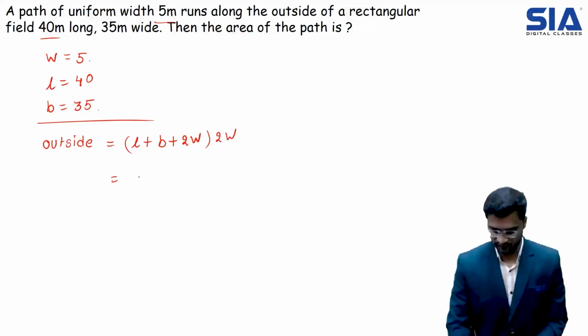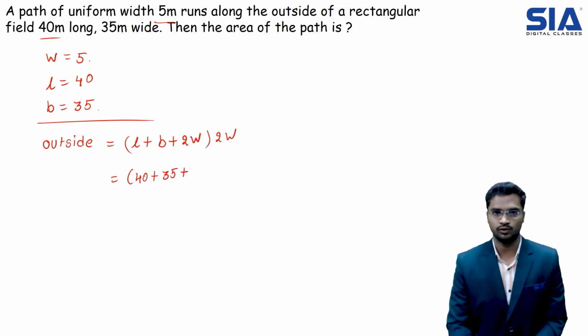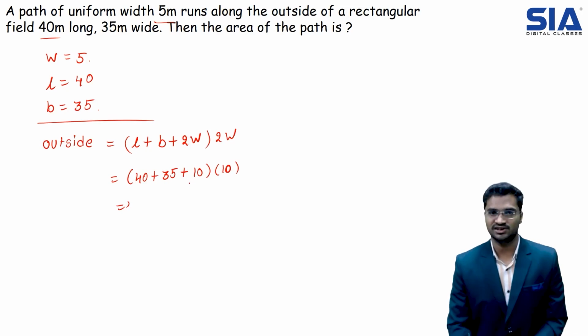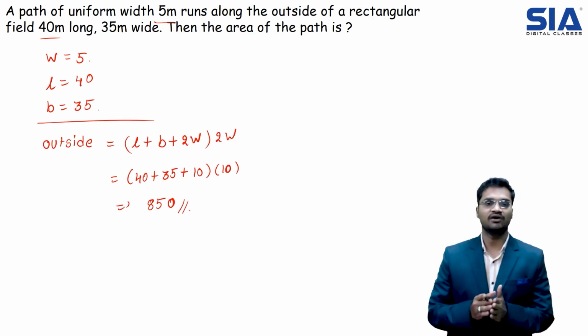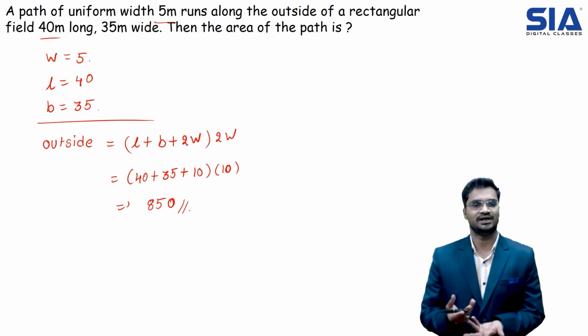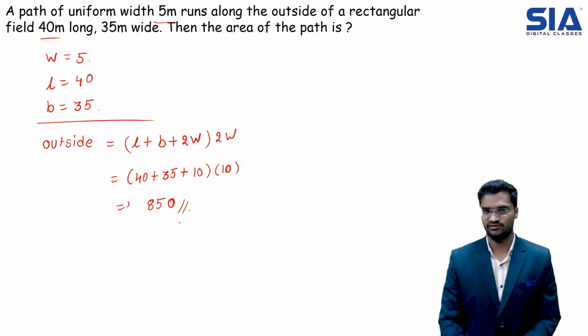So here the length value is 40 and breadth value is 35 plus 2 into 5. 2 into 5 is 10. In the same way here 2w is 10. So 40 plus 35 is 75. 75 plus 10 is 85. So 85 multiplied by 10, so 850. So the area of that particular path is 850 meter square. So here our answer is 850 meters square.